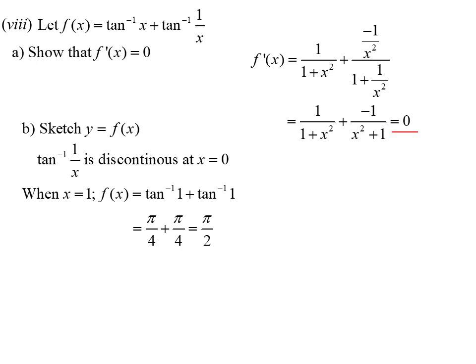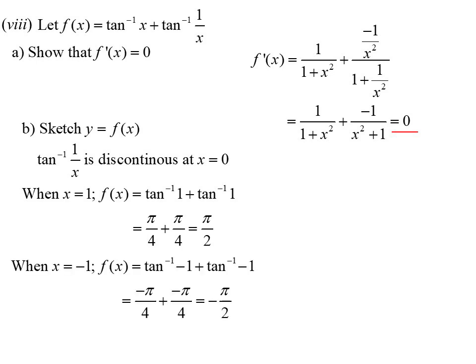Sub in 1, we get pi on 2. But when you sub in minus 1, you get minus pi on 2. So the mistake people would make on this one is to, like the last question, just draw the horizontal line, pi on 2. But actually, it would look something like this. Yes, when x is positive, we'll get pi on 2.